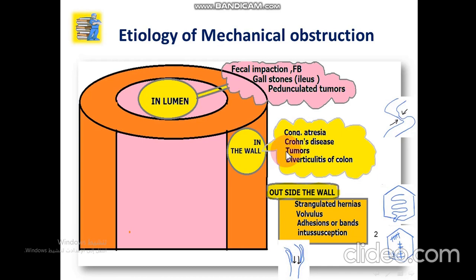We have causes inside the lumen of the bowel, like fecal impaction, and a large foreign body can obstruct the lumen of the bowel. Gallstone ileus: a large stone can jump through a fistula between the gallbladder and duodenum, go into the duodenum to the jejunum, and eventually to the ileum and cause obstruction called gallstone ileus.